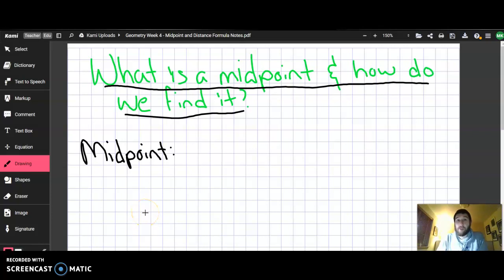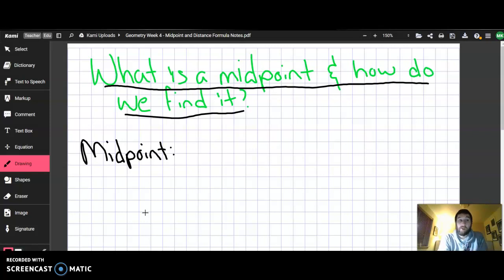Hello, geometry. This week, we're learning about midpoints and distance. Those are two different things, but they're very closely related because they both involve looking at equations that can also be viewed as a picture, which in this case is a graph. Let's start with midpoint. Midpoint, what is it and how do we find it?